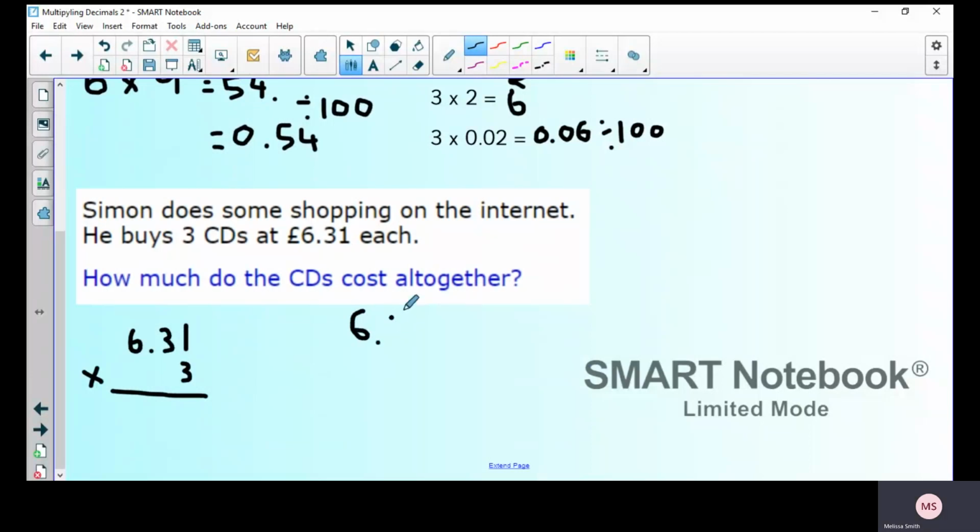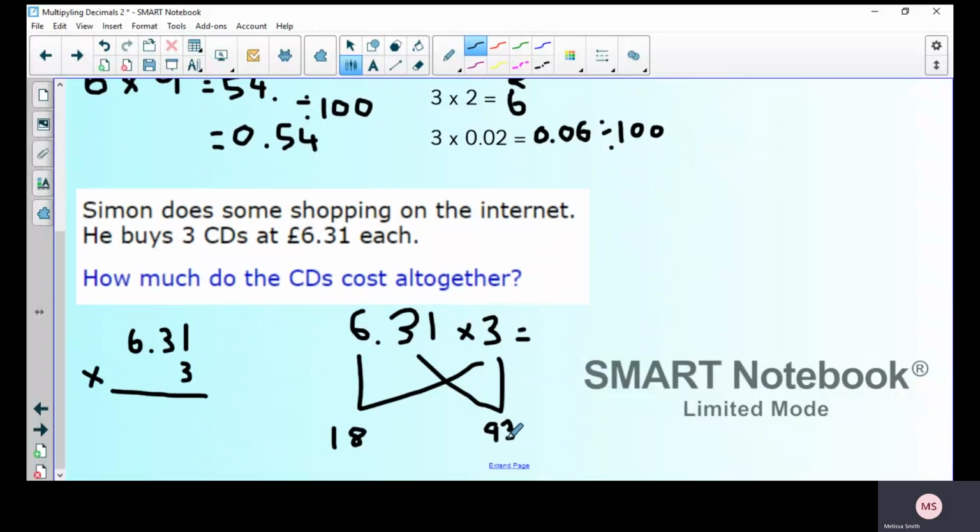So I've got £6.31 and I'm multiplying that by 3. Let's look at my pounds first. Let's do 6 times 3. Well, 6 times 3 is 18. Now let's look at my pence. I've got 31 times 3. Let's see if I can do that in my head. Well, I know that 30 times 3 is 90. I know that 1 times 3 is 3. 90, add 3 is 93.